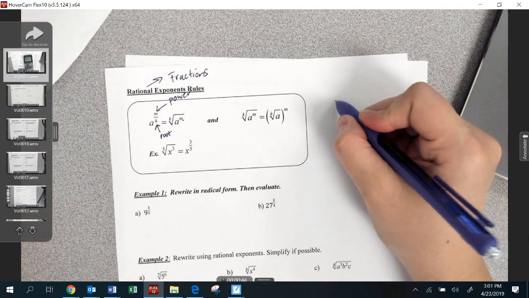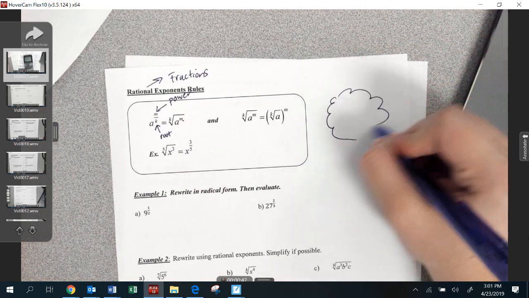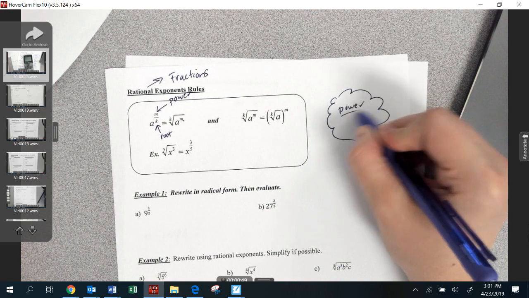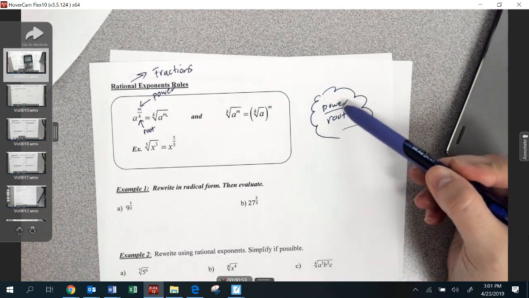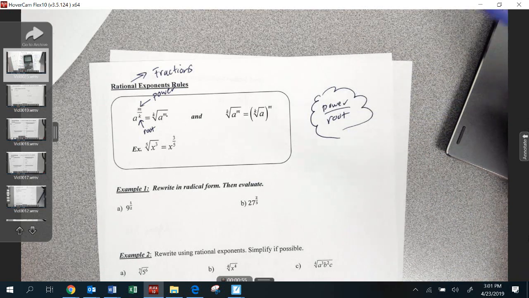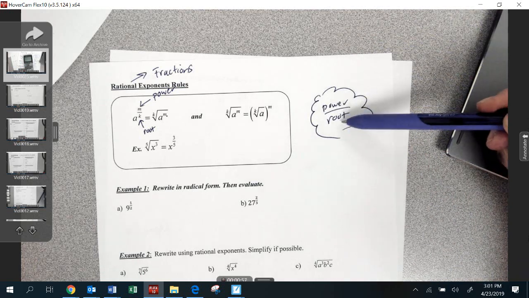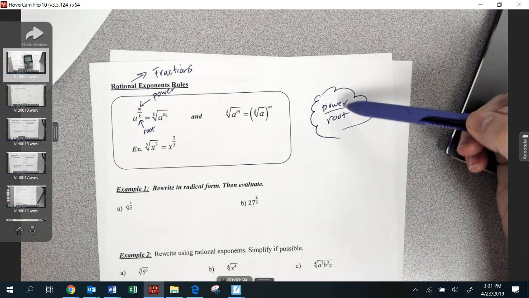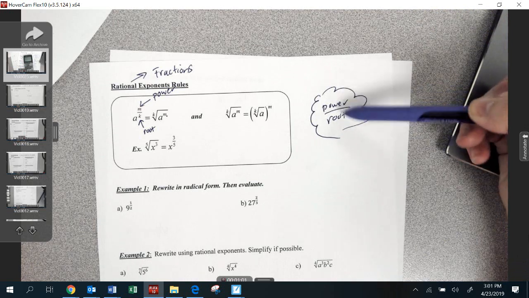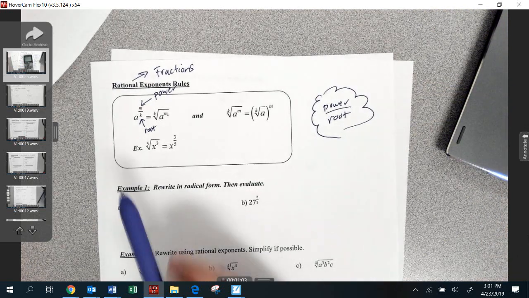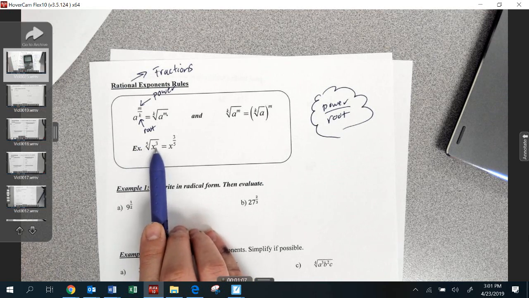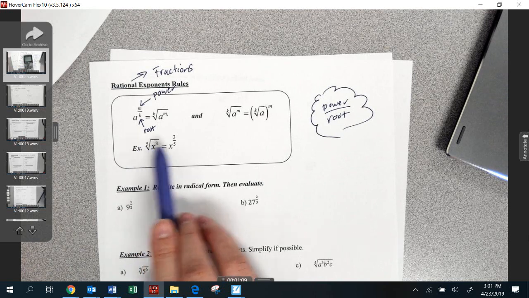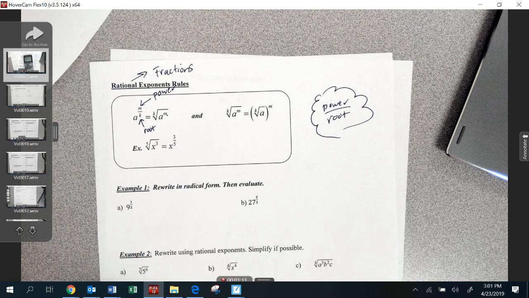So we should really be thinking power over root. And some teachers will use kind of the idea of thinking about power lines being up in the sky, roots of a tree being down on the ground, to kind of remind you of this power versus root idea. So in this example, our root was 5, our power or our exponent is 3. This gets rewritten as x to the 3/5.